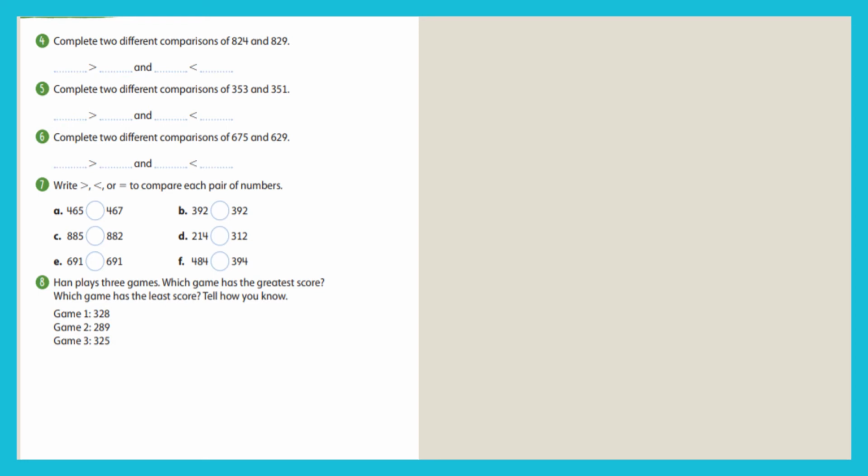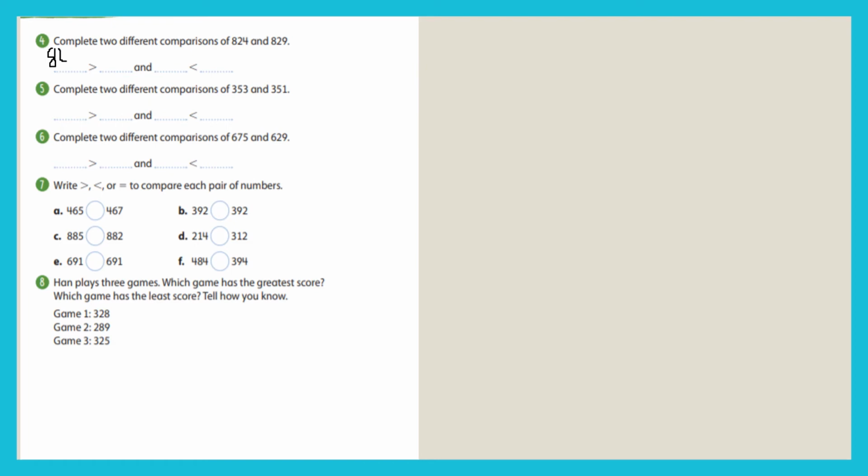All right, let's look at the next page. I hope you're finished. If you're not, hit pause, boys and girls. If you haven't started, hit pause before I go over the answers, all right? It says complete two different comparisons for 824 and 829. I am looking at my arrows, and I know my arrows, the opening has to be to the biggest number. Well, if I'm looking at 824, they both have the same hundreds, they both have the same tens, their ones are different. 9 is greater than 4, so 829 has to go here.